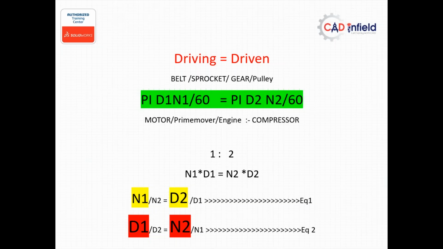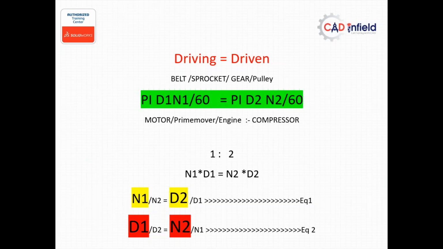So we know that pi and 60 are on both sides, so we can cancel them out, because they are the same on right and left hand side. So remaining is N1 D1 equal to N2 D2. N1 and D1 are responsible for the driving one, N2 and D2 are responsible for the driven one. And then we have the ratio, N1 by N2 is equal to D2 by D1. It means speed has an inverse relationship with the diameter, which is the pitch circle diameter.